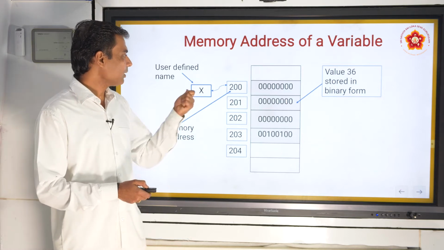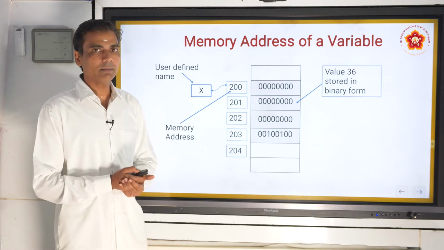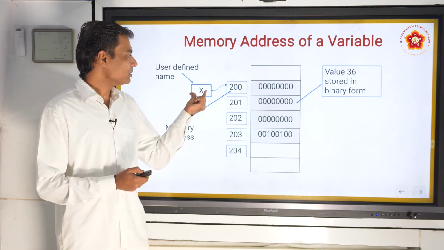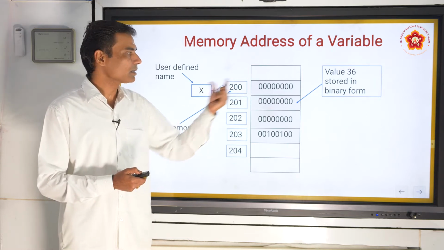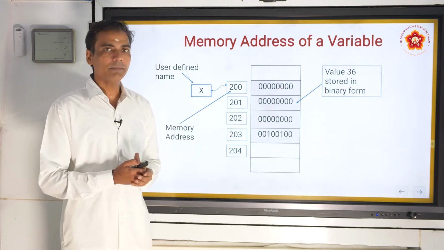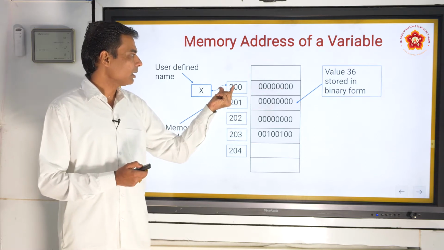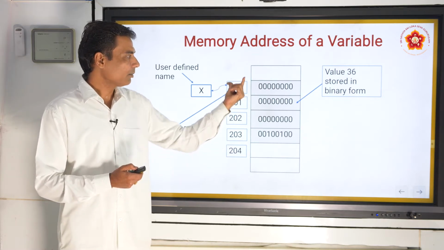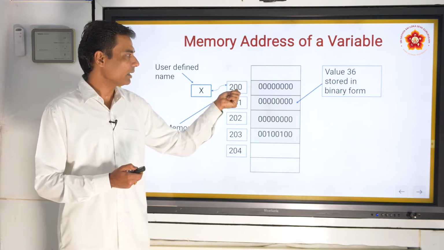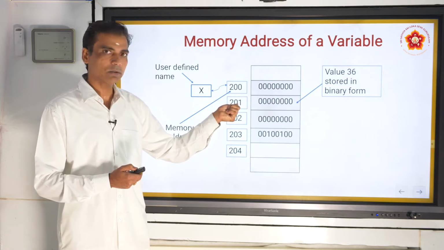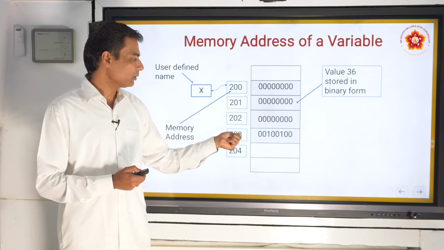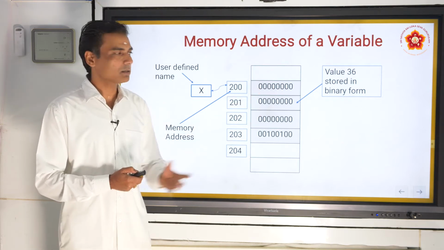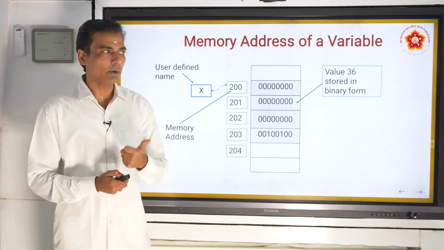So here, when we declare the variable x, what does the computer do? The computer attaches this name with some memory cell. This is a memory cell, and this memory cell is numbered. This number is nothing but the address of the memory cell. So this cell has address 200, this cell has address 201, 202, 203 and 204. And each cell can store 8 bits, that is 1 byte. 8 bits means 1 byte.